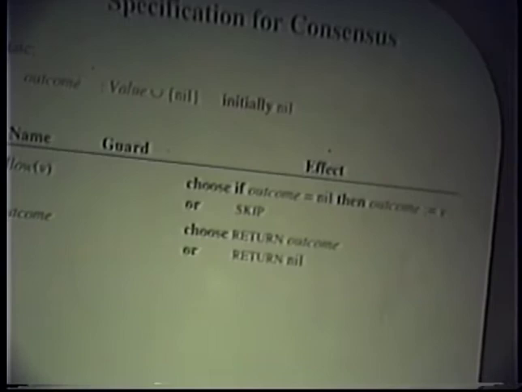So what does the spec say? It's a little bit surprising. It says the allow action can do one of two things. Remember, we're describing a state machine here. This is a way to describe a state machine in a simple programming language. And it says the allow action can cause one of two transitions. One is, if outcome is nil, then you can set outcome to V. In other words, choose that V as the outcome. Alternatively, you can do nothing. Throw the V on the floor.